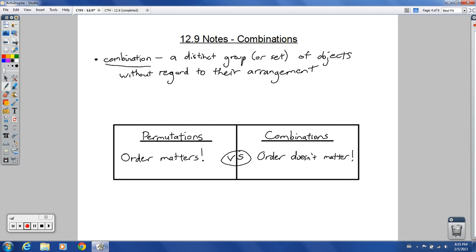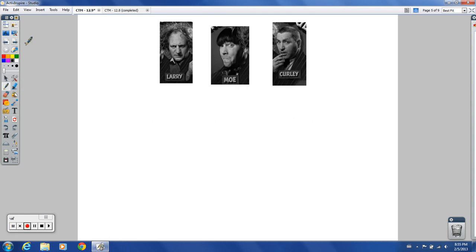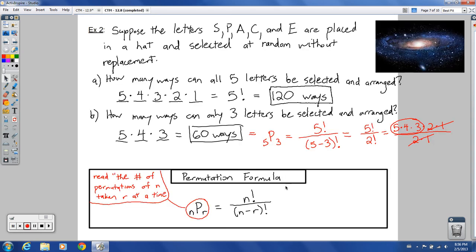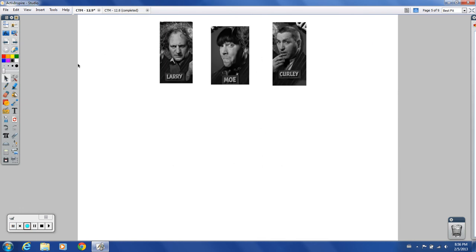And I'm going to bring in these guys, Larry, Moe, and Curly. You may recognize them, the Three Stooges. And I'm going to use them to help demonstrate the difference between a permutation and a combination. Right now I just want you to listen for a couple minutes as we go through this. Let's say I wanted to pick a group of two from these three guys.